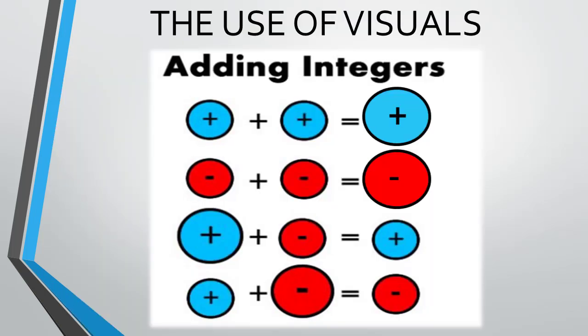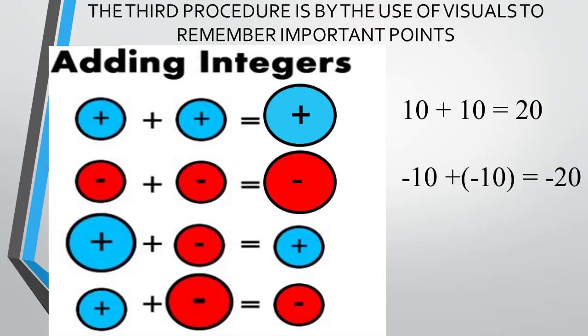The second set of circles represents adding two negative integers with the same quantity and absolute value. An example of our second set of circles is negative 10 plus negative 10 equals negative 20.